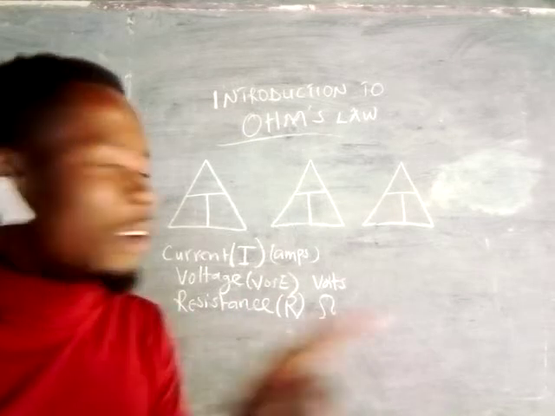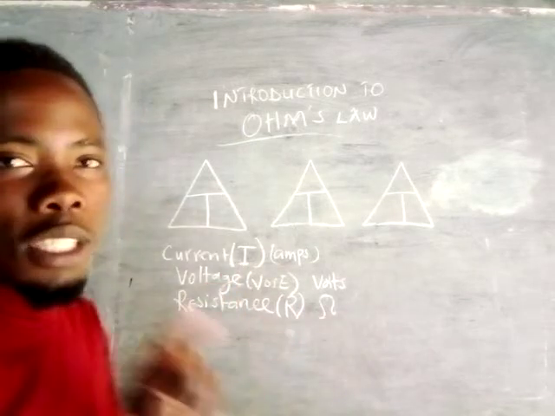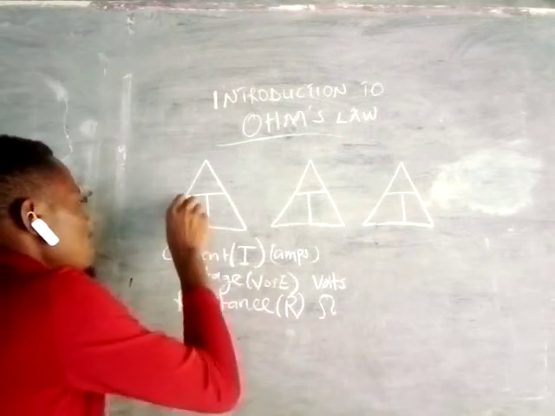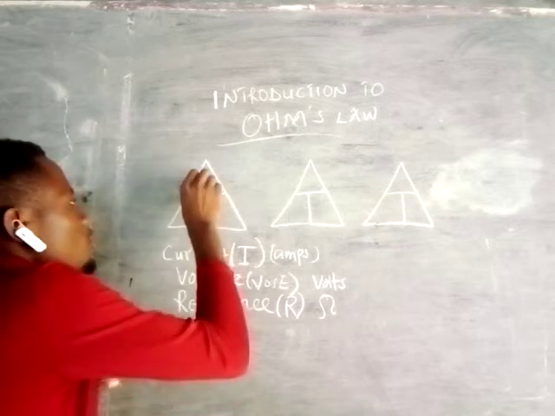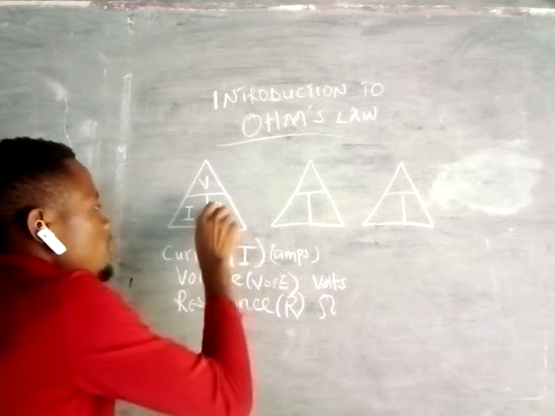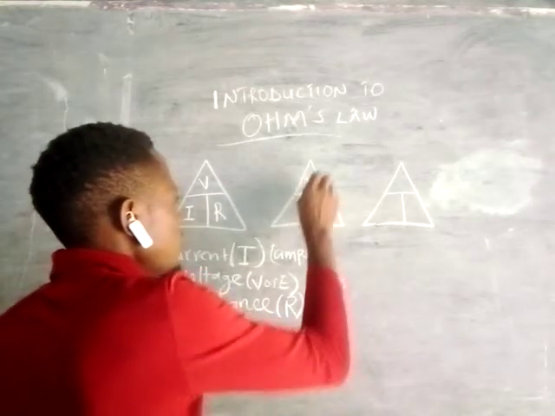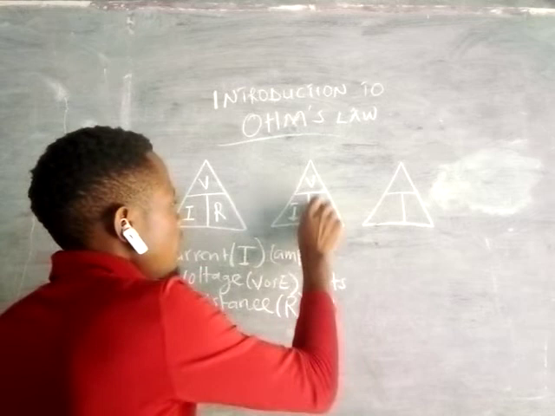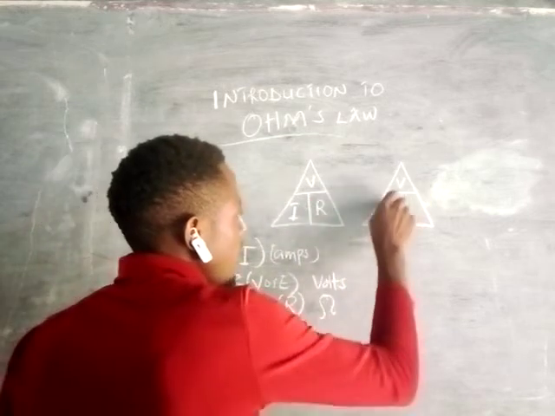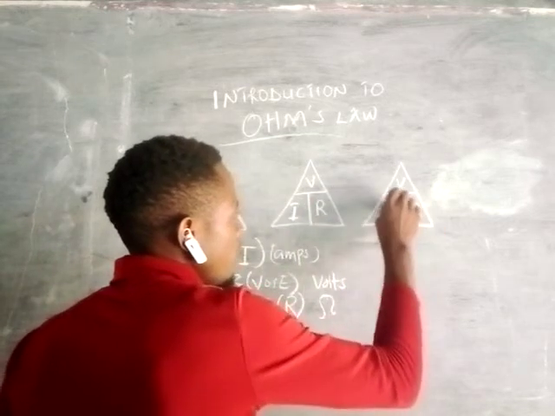So here I'm going to use my I as current. Here I'm going to use V. Here I'm going to use R. Right, even the same thing here, V I R, V I R.